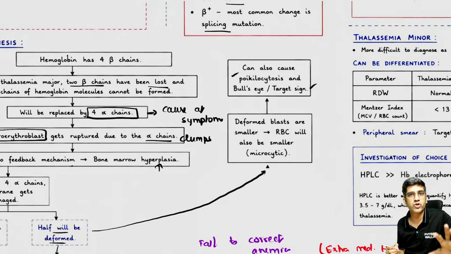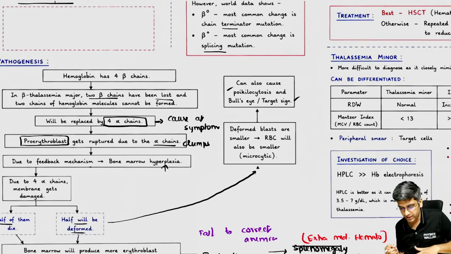Fine. So that's what is going to be the pathogenesis of Thal major. Alpha thalassemia major, they might not ask you. If they ask you, pathogenesis remains the same. The only difference is instead of alpha chain, it's beta chain. That's the only change you'll have to make, right? Perfect.